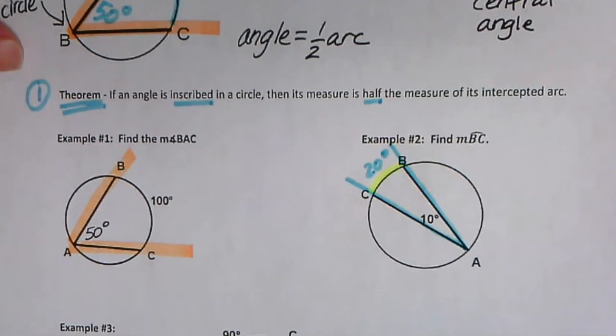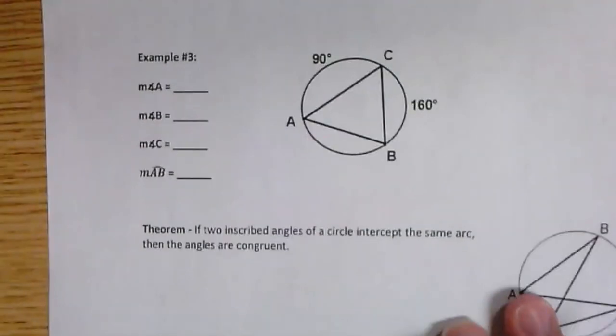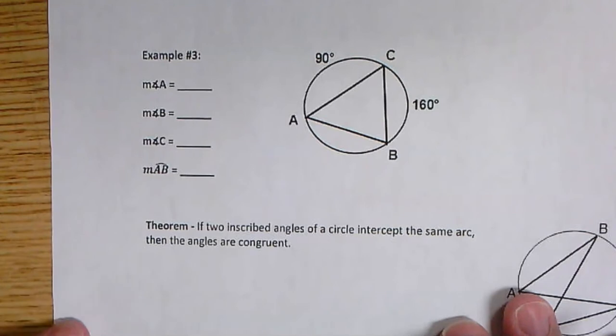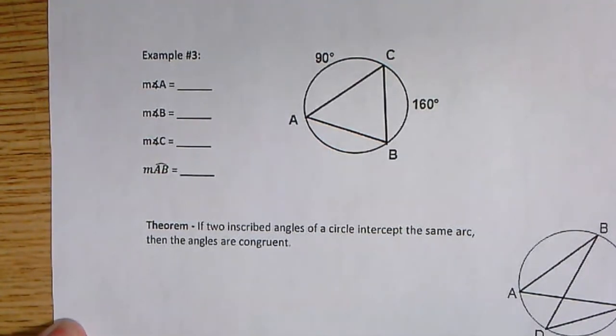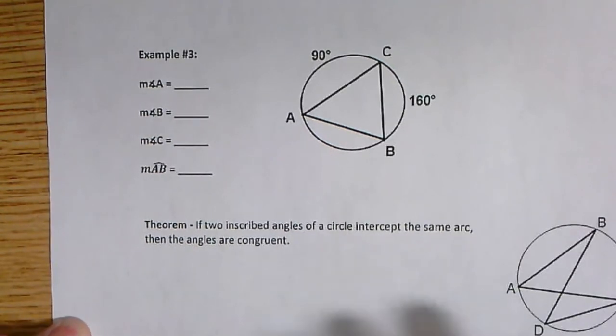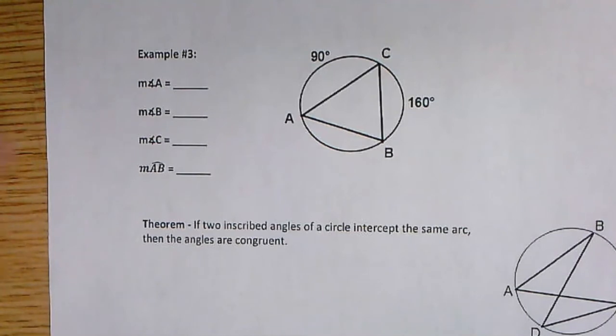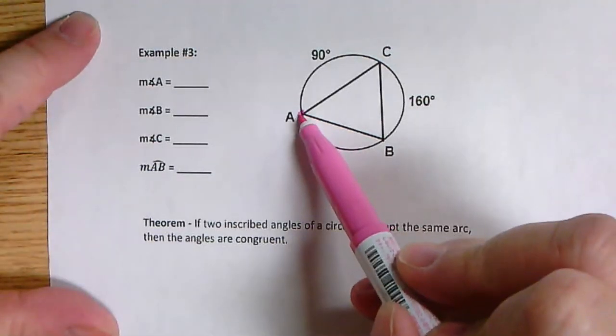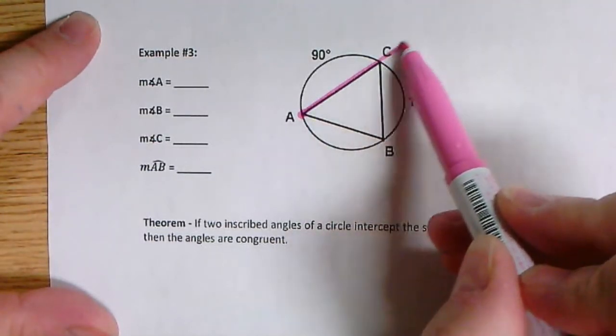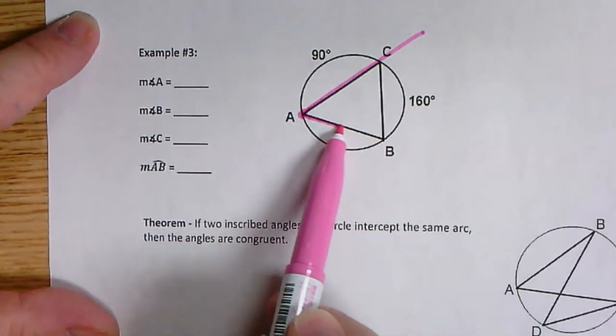Okay, now let's look at a little bit more complex example. Here we have a triangle inscribed in a circle. And really a triangle has 3 points, but it also has 3 angles. So we have 3 inscribed angles. So I'm going to look first at angle A. Angle A, here's the vertex. There's one side of angle A. There's another side of angle A.